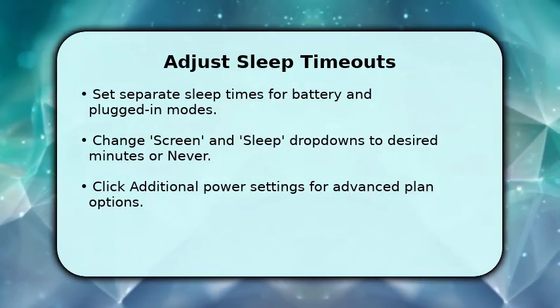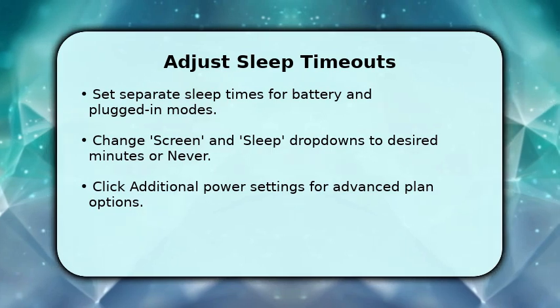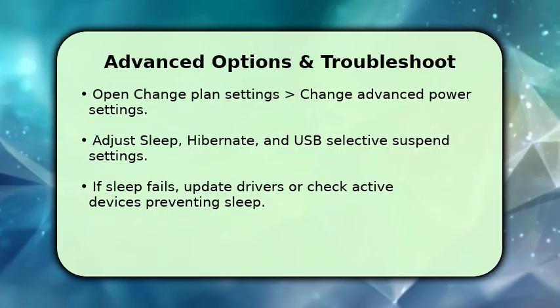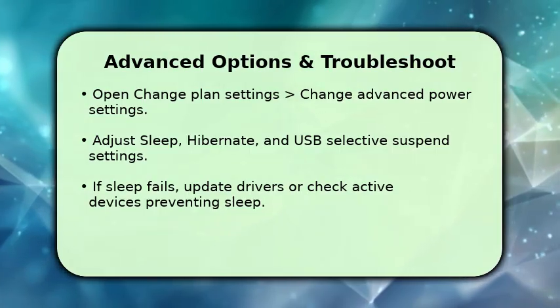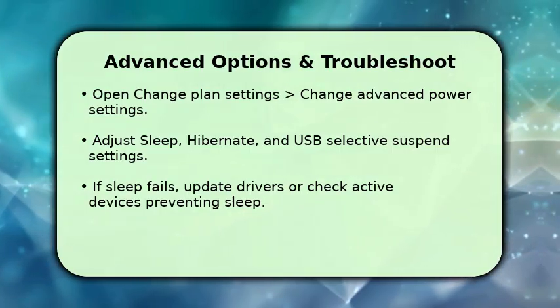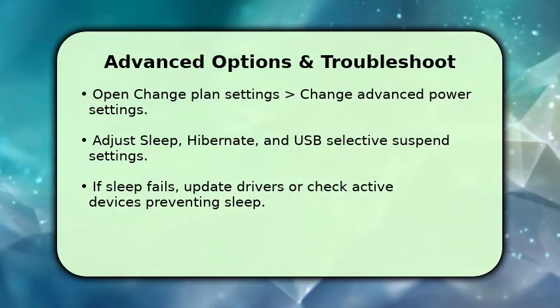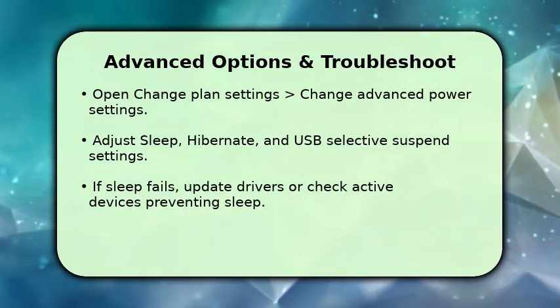Finish by opening Change Plan Settings and then Change Advanced Power Settings. This is where sleep, hibernate, and lid actions live, and why you use it to fine-tune behavior. Adjust settings like hibernate after, allow hybrid sleep, and USB selective suspend as needed, and explain why.